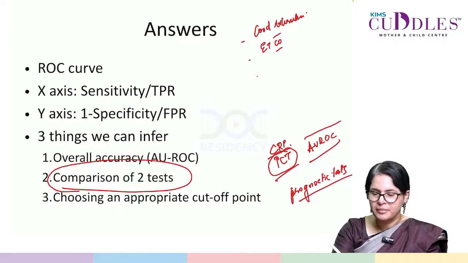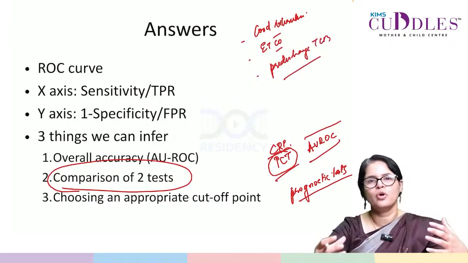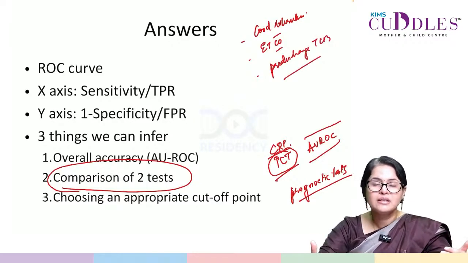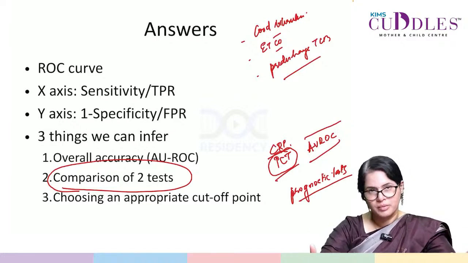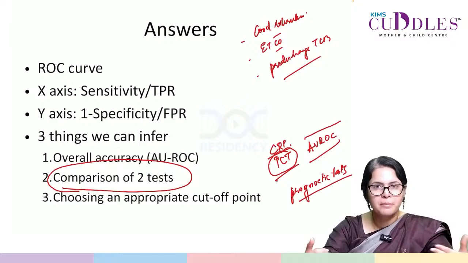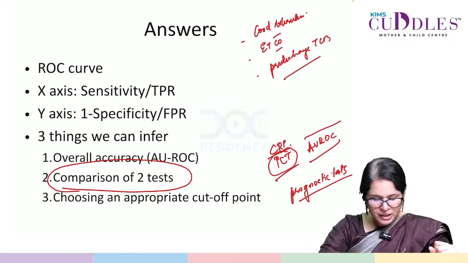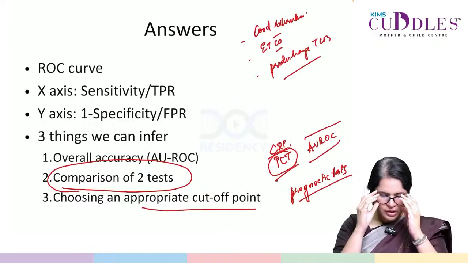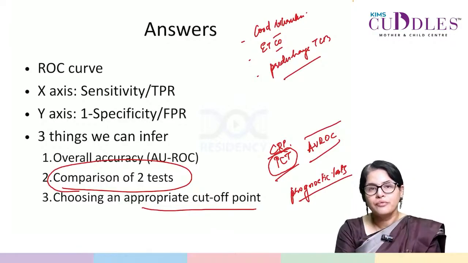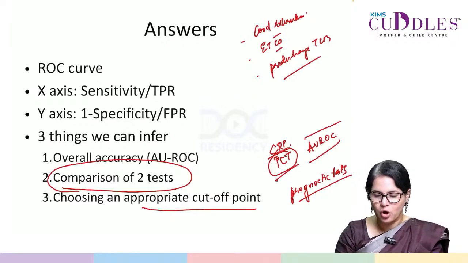You may have other parameters like the pre-discharge TCB level, transcutaneous bilirubin. So let's say I want to compare all these tests in predicting the occurrence of severe hyperbilirubinemia. So each of these tests will come with their own AUROC. So you can compare their predictive ability using the AUROC. So the other purpose of the AUROC curve is also to choose an appropriate cutoff where the test has the best possible sensitivity and specificity. So this is another utility of the receiver operator characteristics curve.